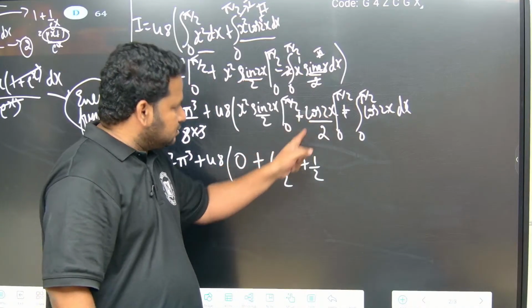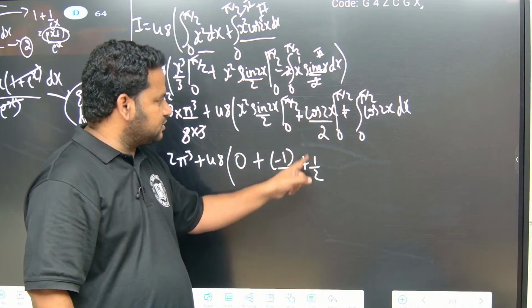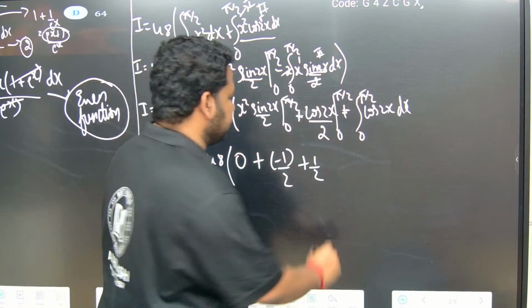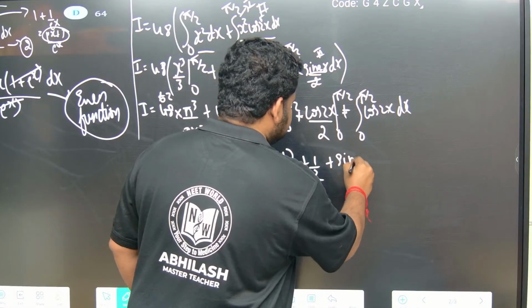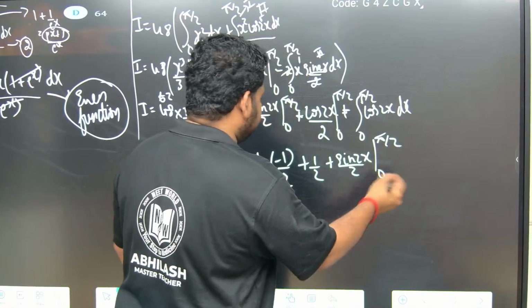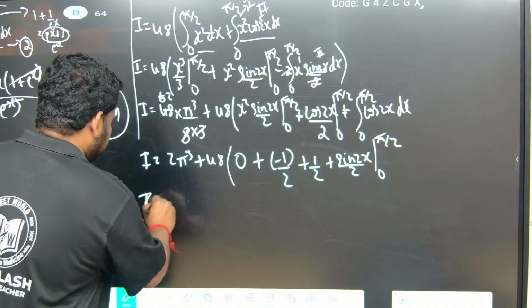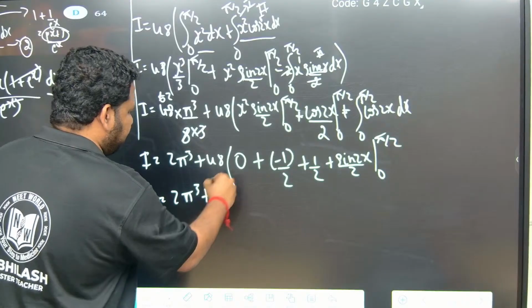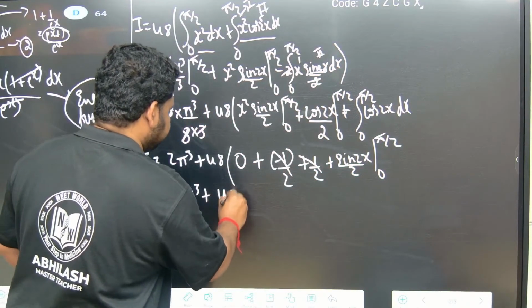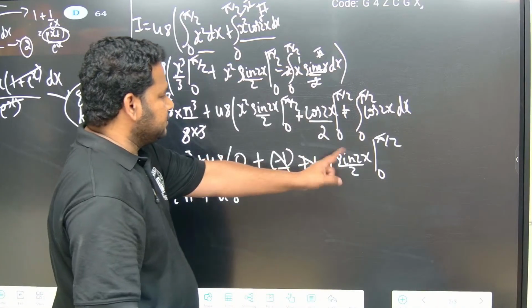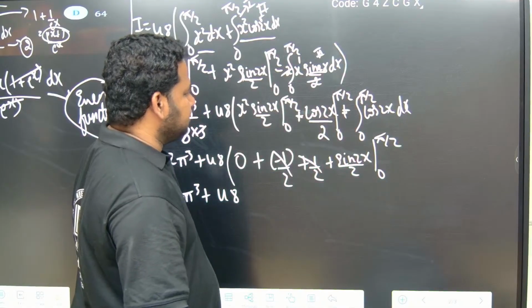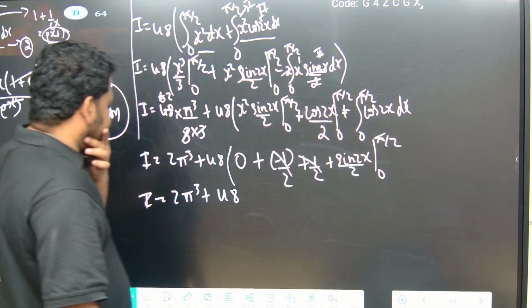This is what, friends, cos 0 is 1 by 2. Cos 0 is 1, so 1 by 2 plus the integral of cos 2x, which is sin 2x by 2, from 0 to pi by 2. Now let me write down the last step: 2 pi cube plus 48 into 0 is 0, minus 1 by 2 plus 1 by 2 cancels, so I will have 48 into the integral of sin 2 into pi by 2. The integral of cos 2x is sin 2 into pi by 2, that will be sin pi minus sin 0.